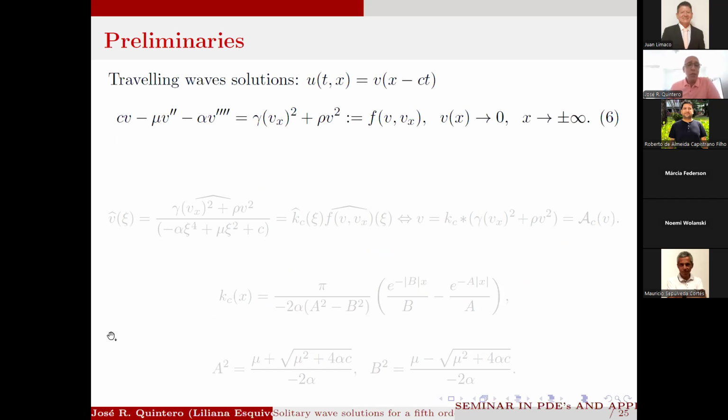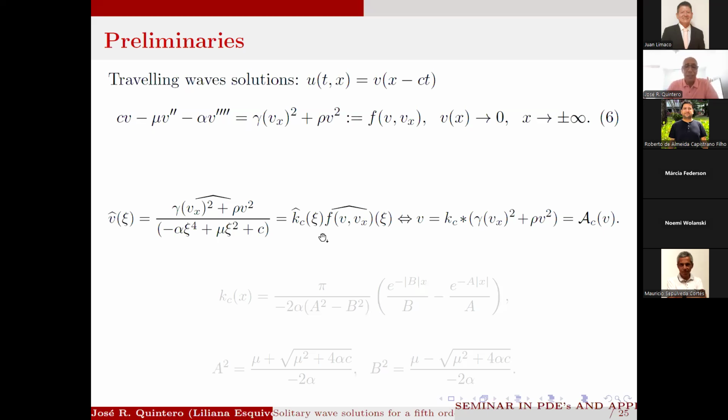And then let me go to the traveling wave equation. The traveling wave equation is this one, number 6. You put this type of solution there, and then you get this. Then you take the Fourier transform on both sides, right? And you get the formula for the Fourier transform of B. And we are lucky because this is K of C times the transform of the nonlinear part.